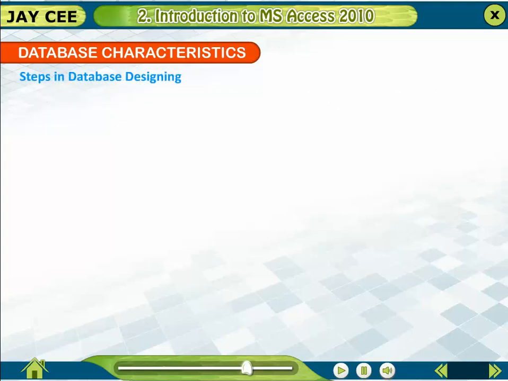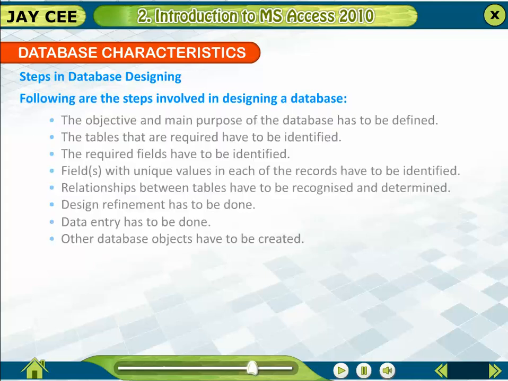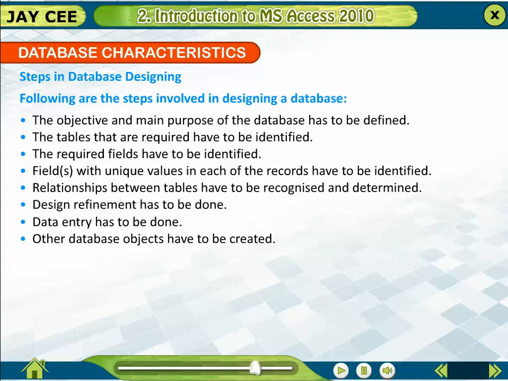Steps in database designing. Following are the steps involved in designing a database. The objective and main purpose of the database has to be defined. The tables that are required have to be identified. The required fields have to be identified. Field or fields with unique values in each of the records have to be identified. Relationships between tables have to be recognized and determined. Design refinement has to be done. Data entry has to be done. Other database objects have to be created.